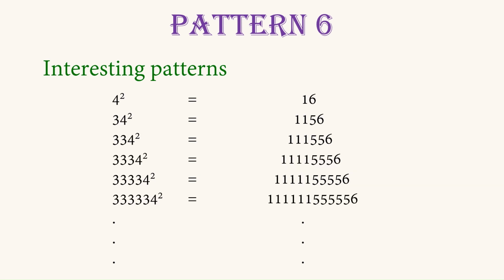Coming to the next pattern, it is 4 square is 16. When we have a number with 4 in the ones place and the remaining digits are 3, to write the result of such a number, first count the number of threes in the number. In the result, we will have count plus 1 number of ones, and then 5s equal to the count. At the last, we'll have 6. If we take this particular thing here, we have 4 threes. So in the result, we should have 5 ones, then 4 fives, followed by 6.